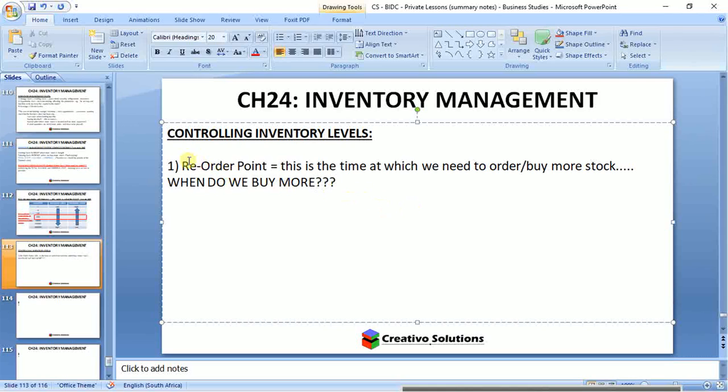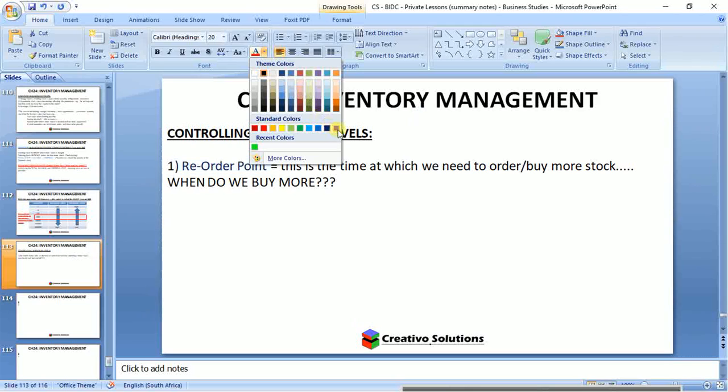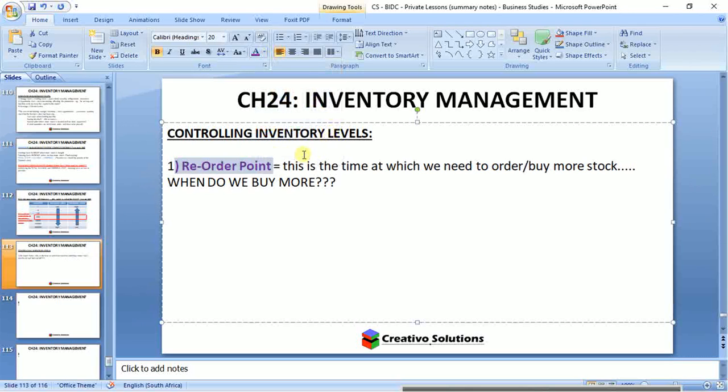That's what this is looking at. Okay, so both go hand in hand. You need both in order to run. This is under controlling. This is a way to control your stock, by determining when to buy more stock.